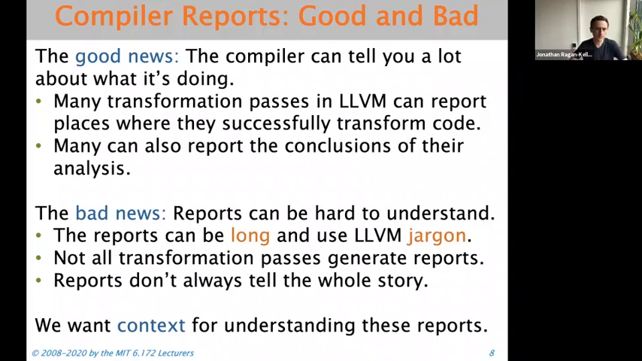Also, not all the transformation passes generate useful reports, and the reports won't always tell you the whole story of why things turned out the way they did. So it's a start. It's much better than nothing if you want to dig into a specific, particularly critical piece of code and understand why the compiler is or isn't doing different things. But it can only ever get you part of the way there, and even that can require significant effort. So that's why we're going to be digging a bit further into how these passes work today, so that we can get more context for understanding what the compiler did and even just for reading these reports.